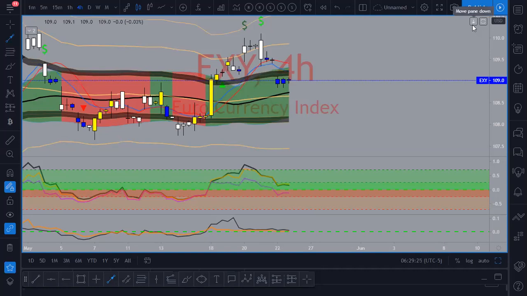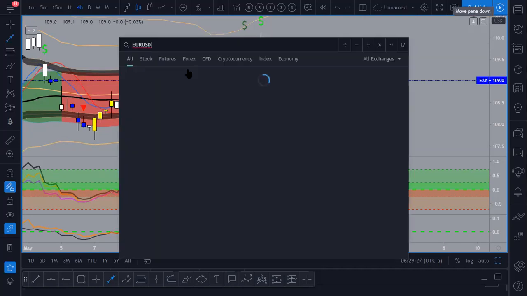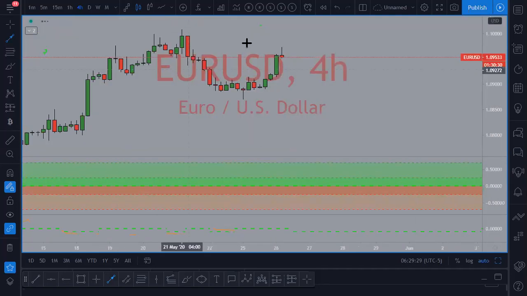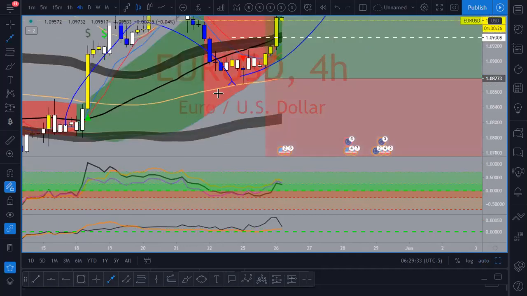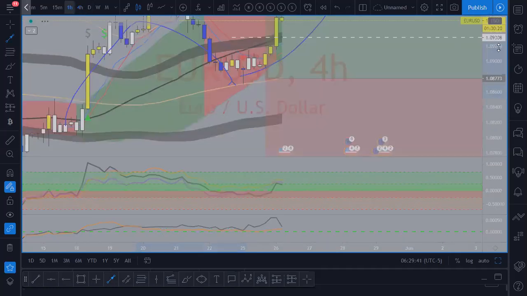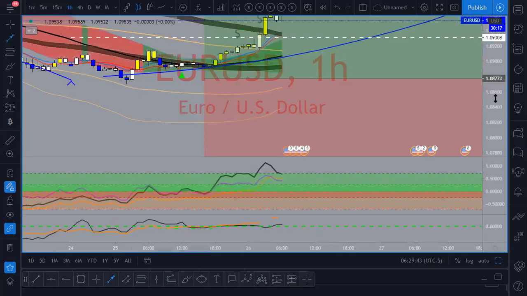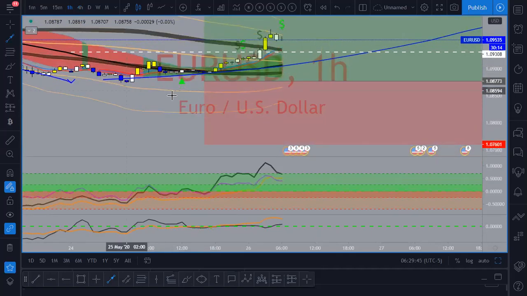Let's go take a look at Euro USD. I mean, like I said, the USD pairs, they've already moved this morning. They've already been moving. So there's no point in really looking at USD pairs on the hourly time frame, because all it's going to be is retracement type of things for me personally.